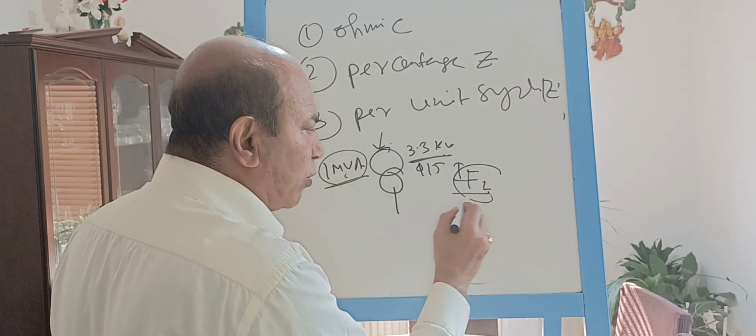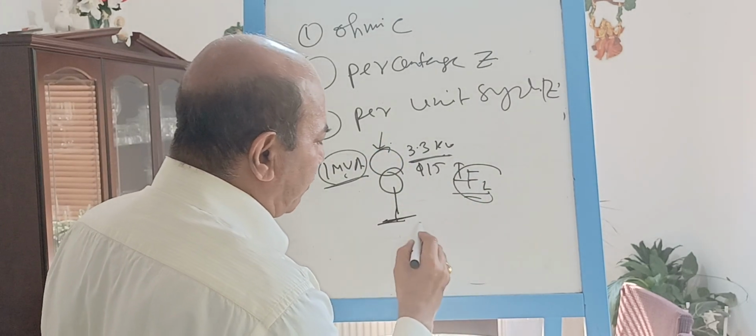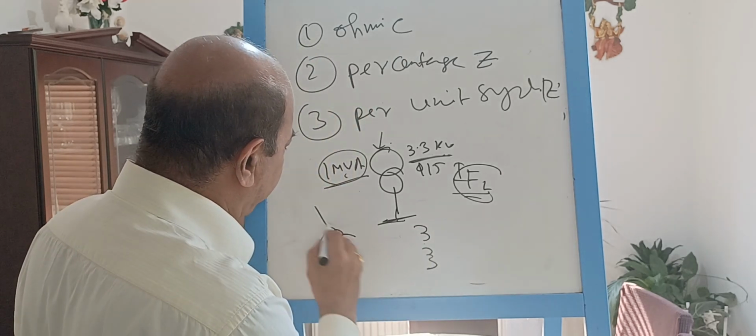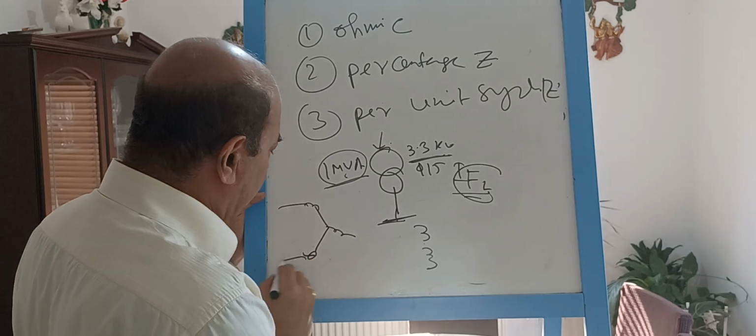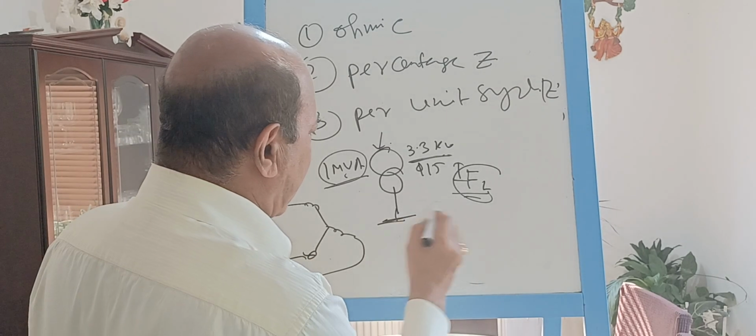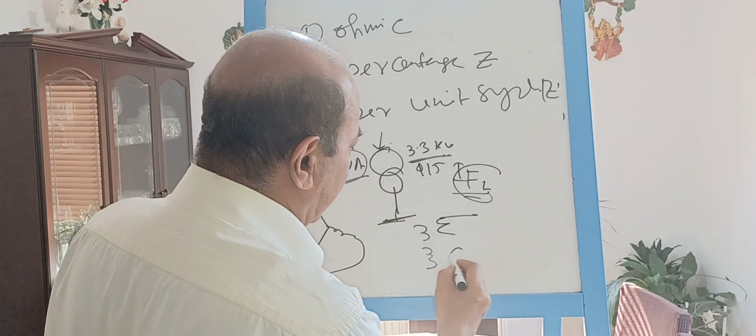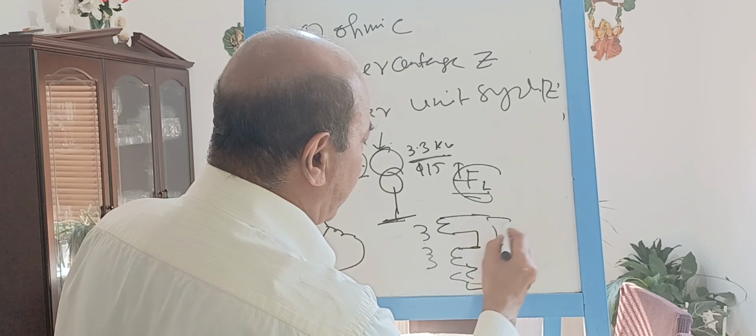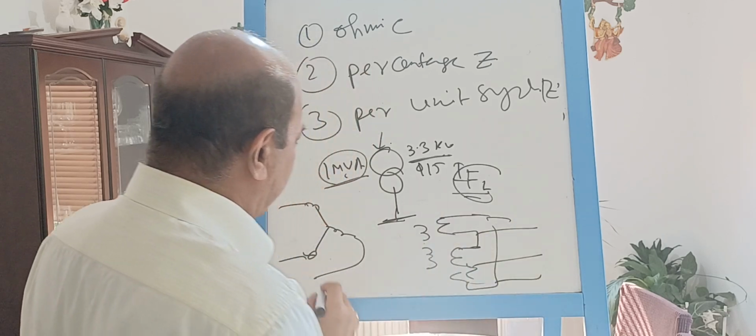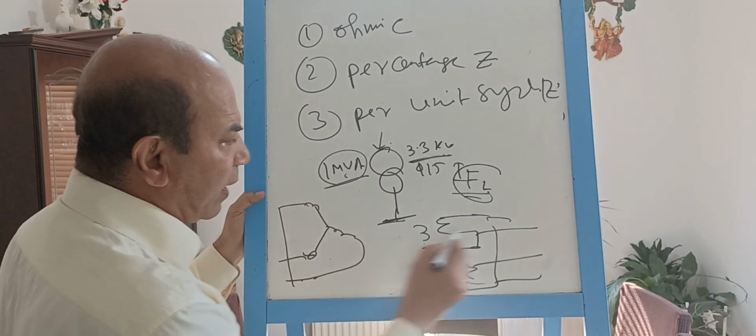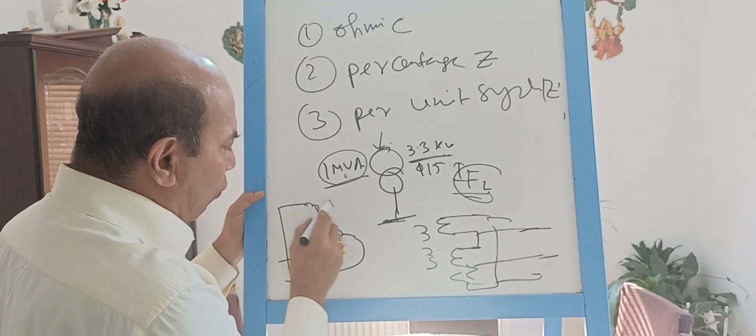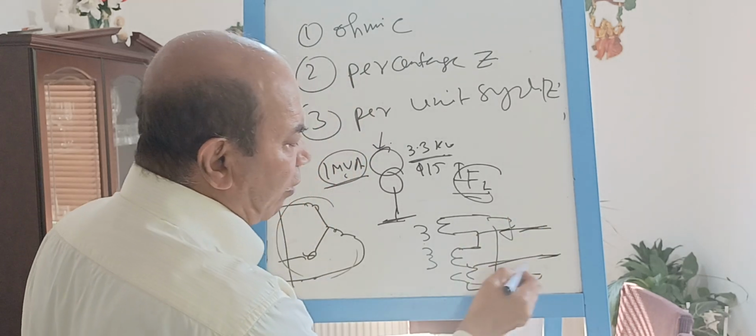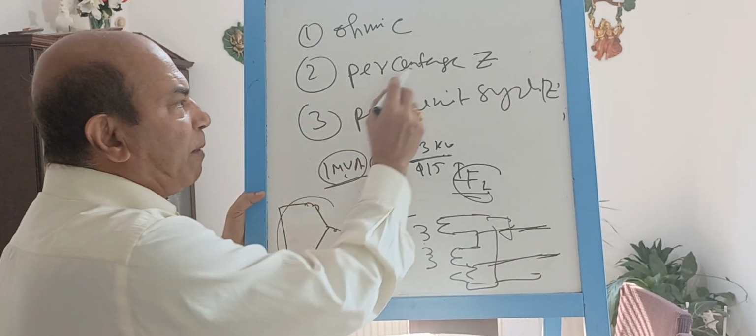To flow this amount of current when the secondary is shorted, suppose this is a 3 winding transformer, a star on this side and another side delta. So this is connected over here, and the terminals come from the delta. If we short it over here and apply the voltage over here, when we shorted this, to flow the full load current, how much voltage is required? That voltage is called the percentage impedance.